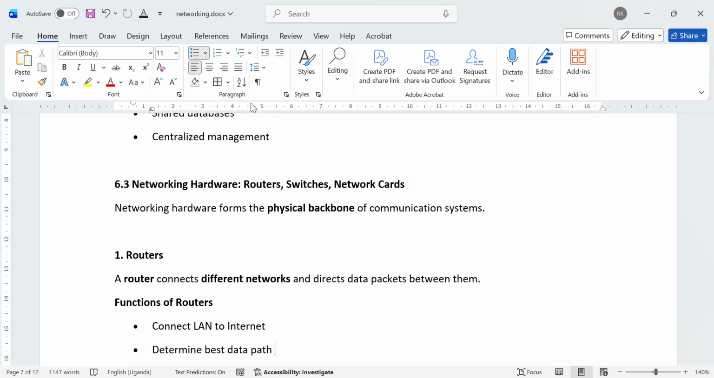Let us go to networking hardware. So the hardware which we use within networking, we have the routers, we have the switches and network cables. Network hardware forms the physical backbone of communication systems. When you say physical, remember there's also the logical. Logical means that which is not tangible, we cannot see, but the physical, like the router, the switch.